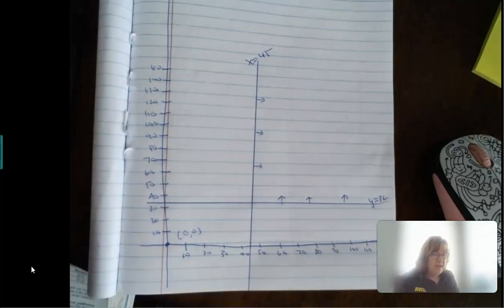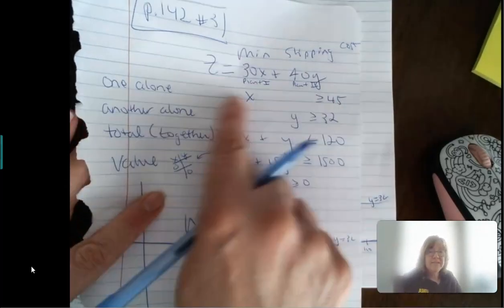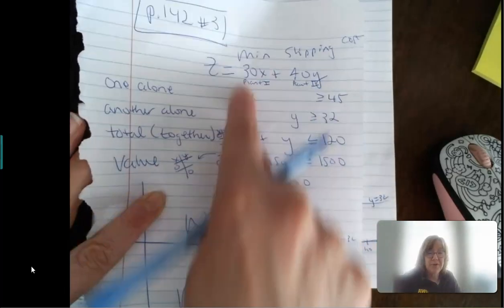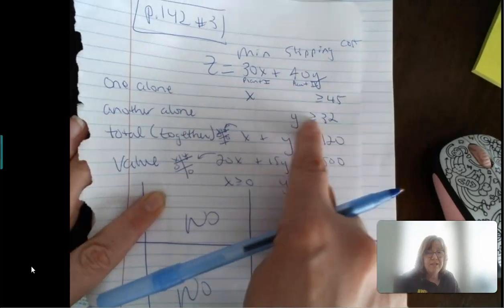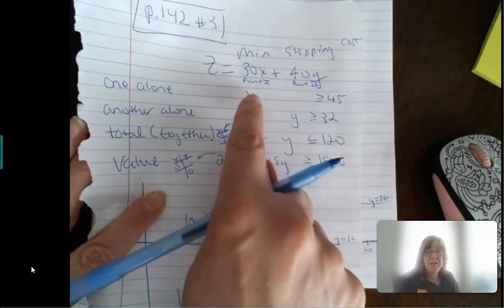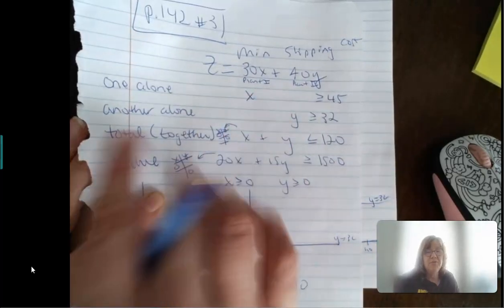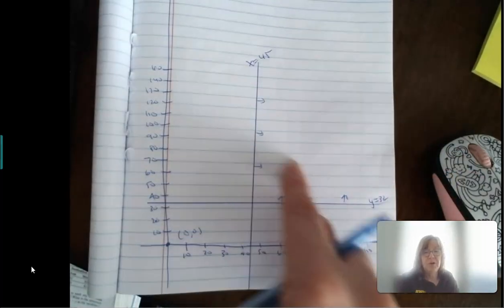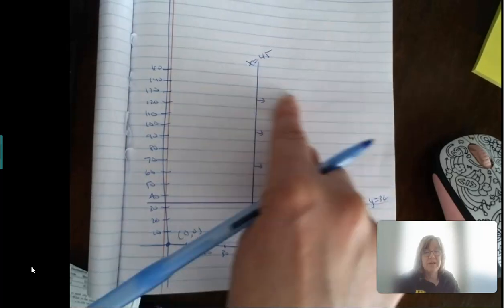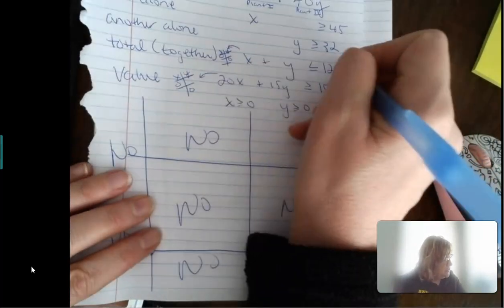So again, the x-axis goes this way, but if x is stuck at 45, it's vertical. The y-axis goes this way. If y is stuck at 32, it's horizontal. 0 and 0 do not work for either one. So I'm up in the right and upper corner of those two lines. All right, let's graph this one.